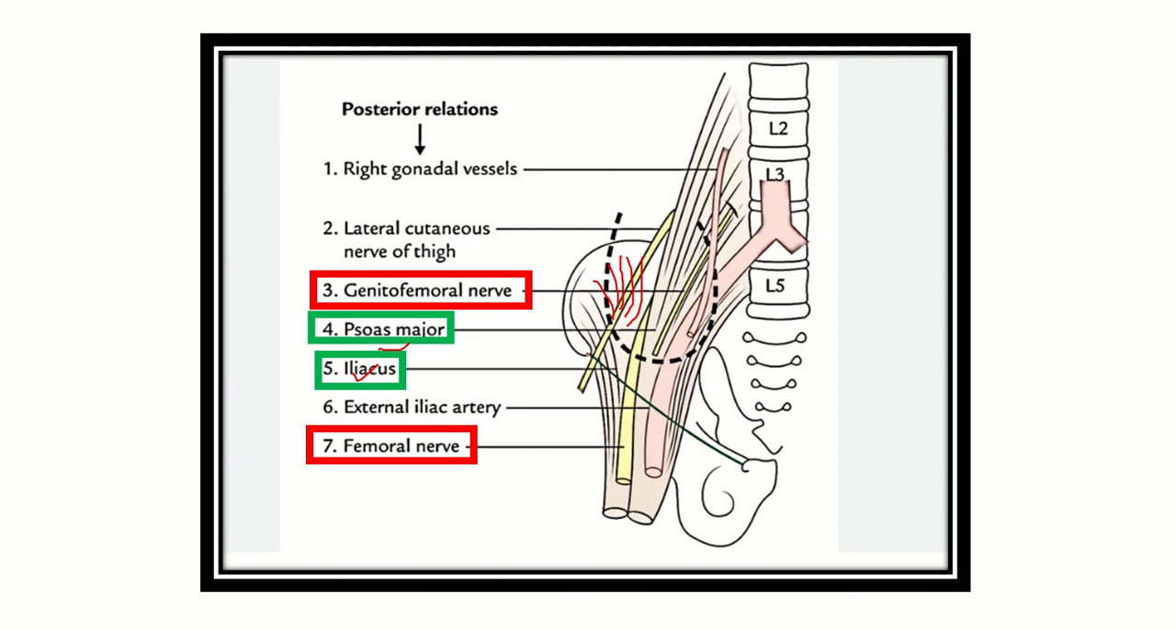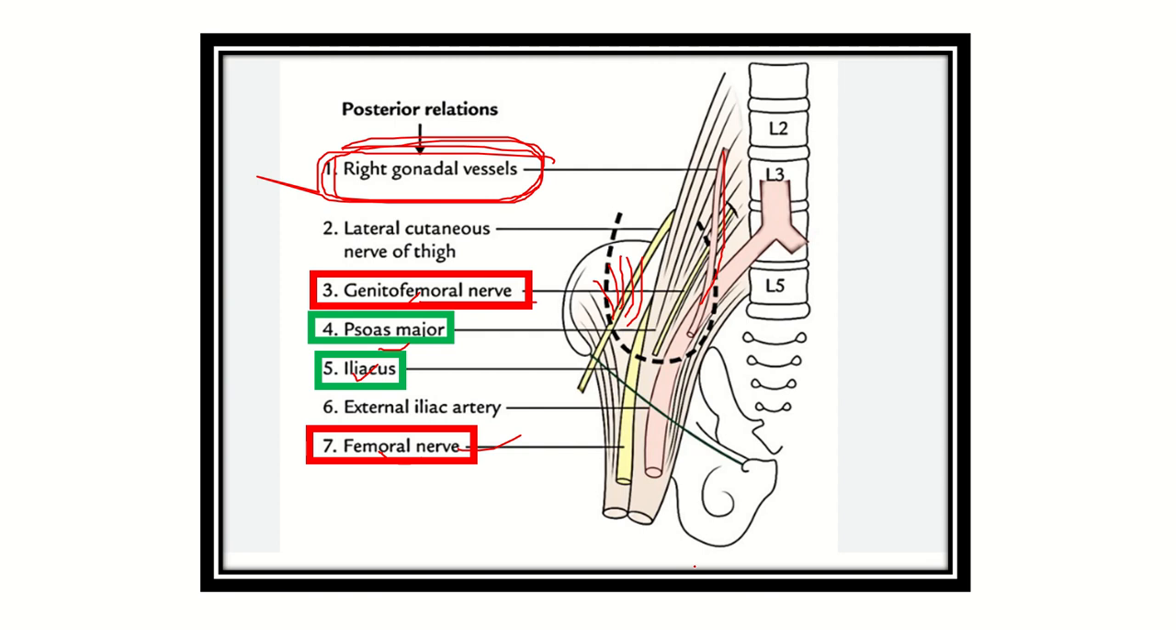And we can see three important nerves also present: genitofemoral nerve, femoral nerve, and the gonadal nerve also. Here we can see the gonadal vessels. This one is on the right side, so it is the right gonadal vessels. The gonadal vessels may be injured, the genitofemoral nerve may be injured, the femoral nerve may be injured, but among them the gonadal vessels are most prone to be injured.